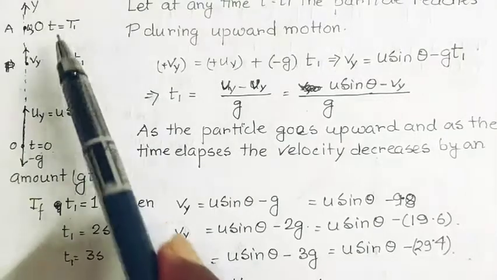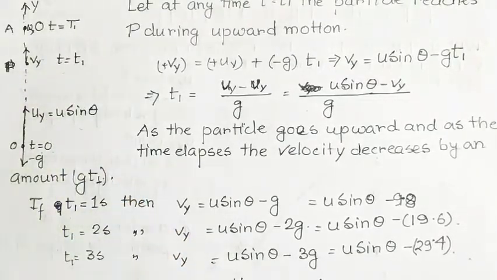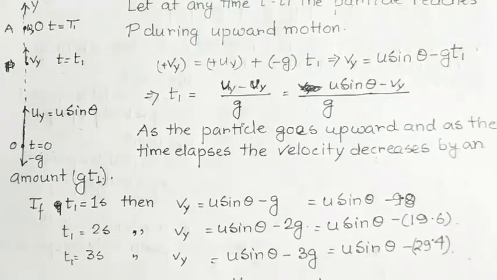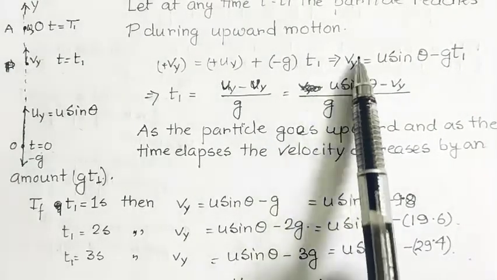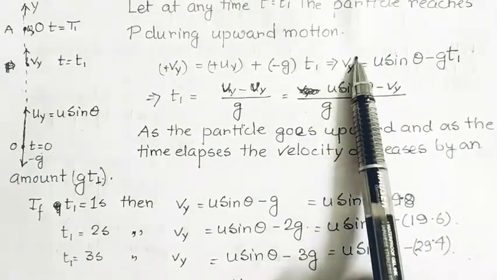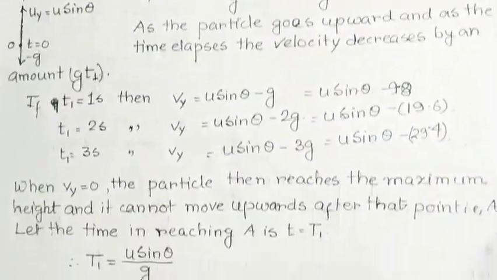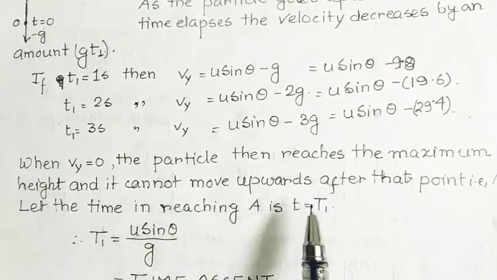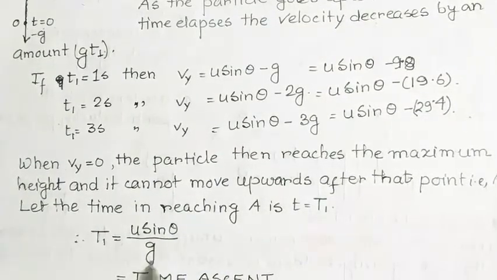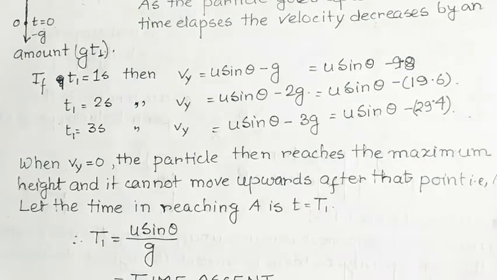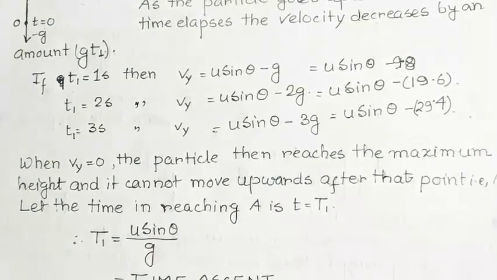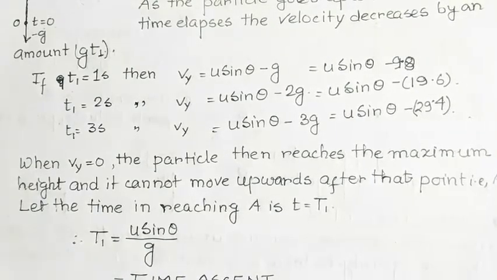So when the particle reaches here, at that time we can say the instantaneous value of the y component of the velocity is 0. So if I put Vy equal to 0 in this equation, then we get u sin theta divided by g equal to t1. When the particle reaches the capital A, the time taken by it to reach A from O, that I have told, is t1. So Vy equal to u sin theta minus g t1.